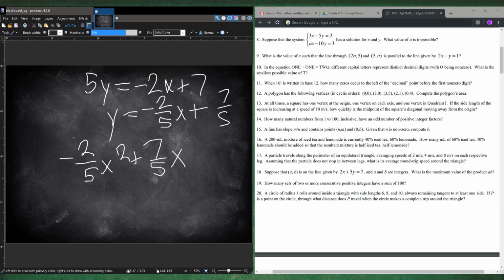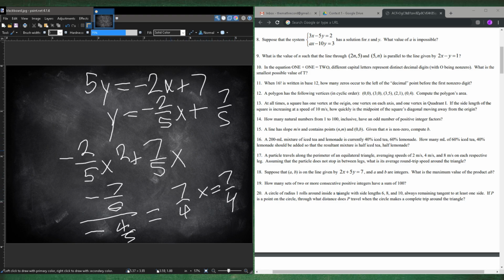The maximum is at negative b over 2a. So negative of negative 7 over 5, over 2 times negative 2.5. Negative 2.5 is just negative 4 over 5. So you get 7 over 4 as your x.